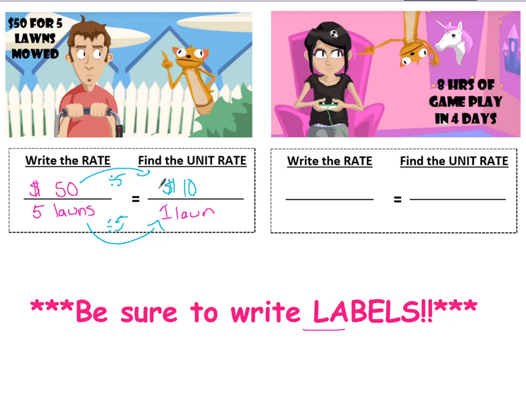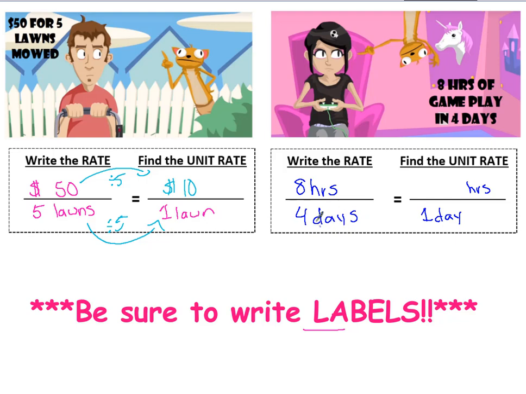Okay, whenever you guys are doing your independent work, we want to see the labels and the scale factors. Alright, third example. 8 hours of gameplay in 4 days. Alright, so we're going to write our 8 hours and 4 days. My unit rate, I want to know how many hours in 1 day. So I'm going to write my label here for hours.